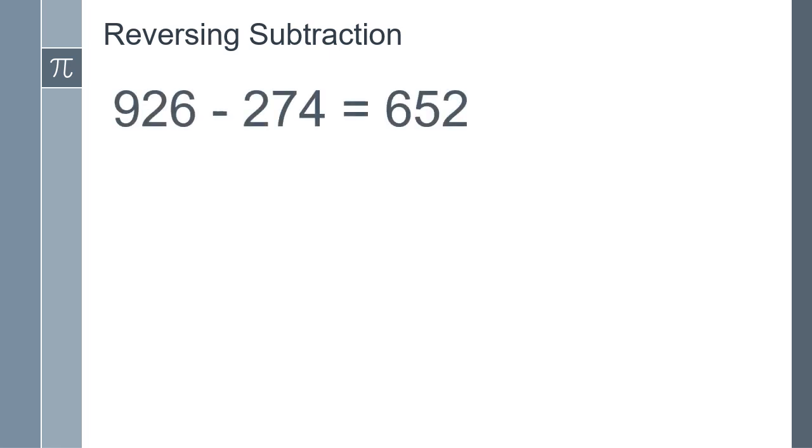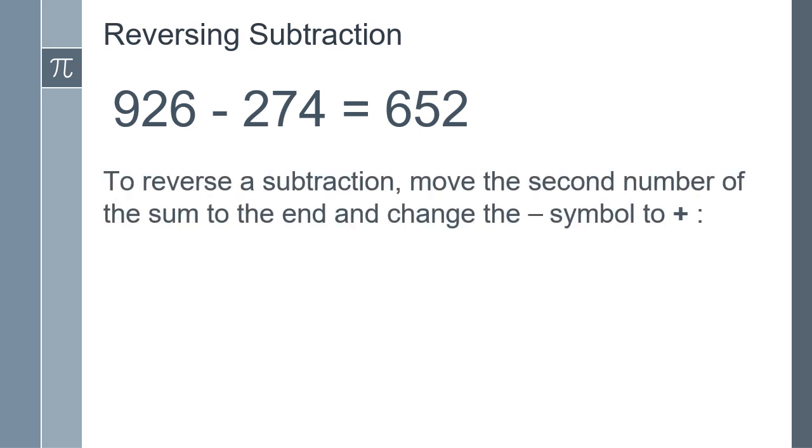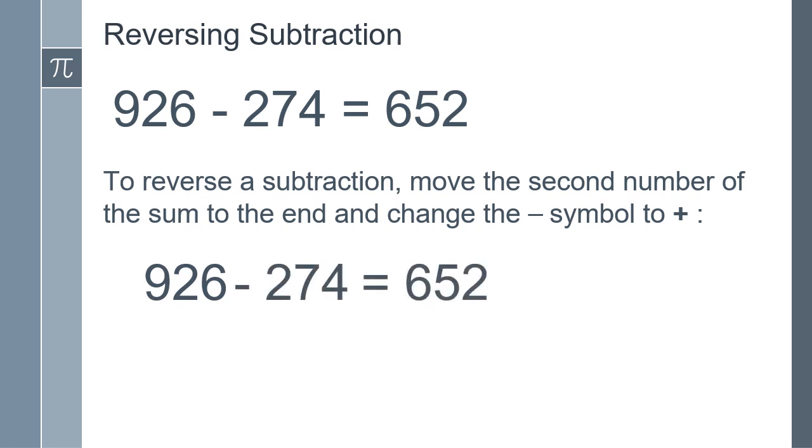So we're going to look at reversing subtraction. I'm going to show you at first in the same way that I showed you how to reverse addition. So we're going to use this sum as an example, 926 minus 274, and our answer to this is 652. So to reverse the subtraction, we move the second number of the sum to the end and change the minus symbol to plus.